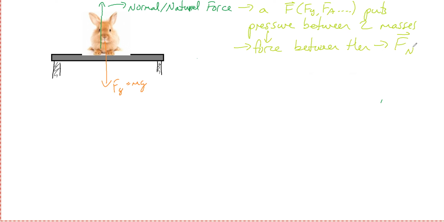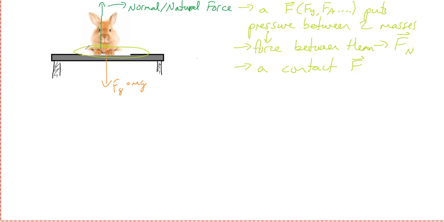I like to call it the normal force. Sometimes you'll hear it called the natural force as well. It's the force between two masses that are in contact with each other. So there is a normal force between the bunny and the table. I often like to think of it as a contact force. You have to have two things in contact with each other, and that force between them, that contact, almost like a pressure-type idea, is the normal force. And that normal force exists between the two objects.